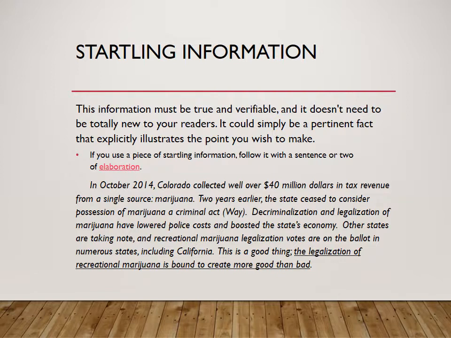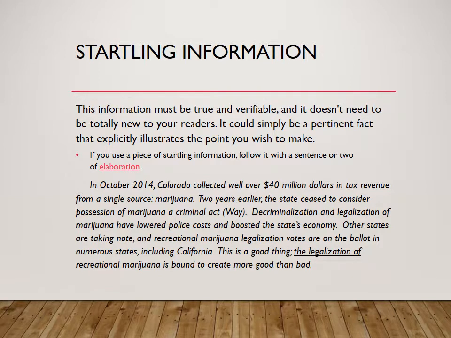One effective way of grabbing the reader's attention is by providing a piece of startling or surprising information. This information must be true and verifiable, which means the reader should be able to check it out somewhere. And it doesn't need to be totally new to your readers. It could simply be a pertinent fact that explicitly illustrates the point you wish to make. If you do use a piece of startling information, follow it with a sentence or two of elaboration. Elaboration simply means you elaborate on the information by providing more details.